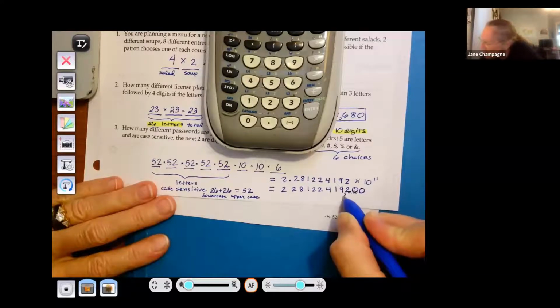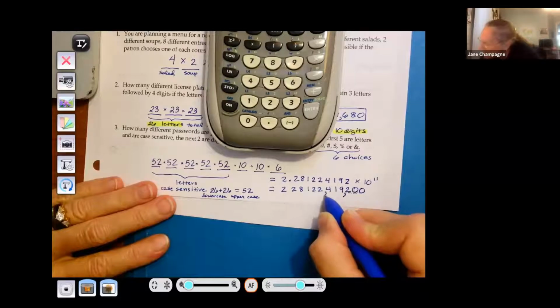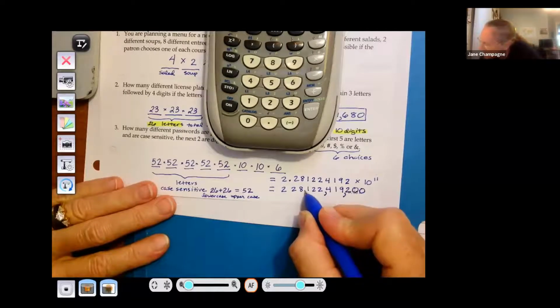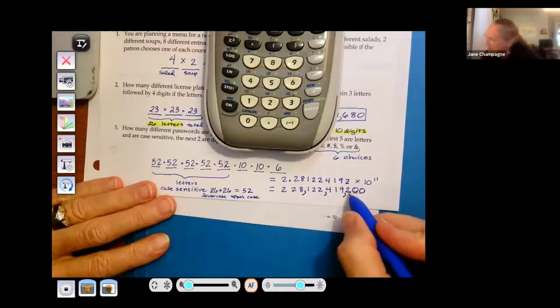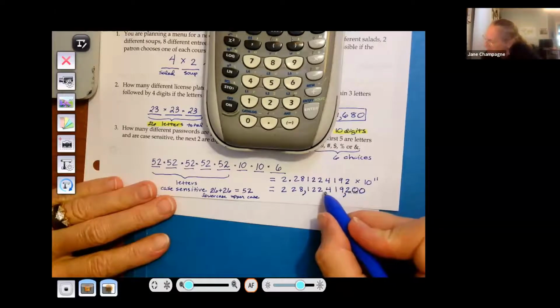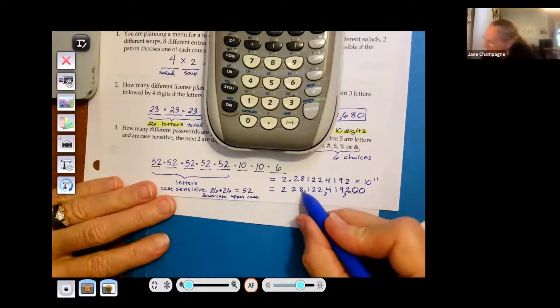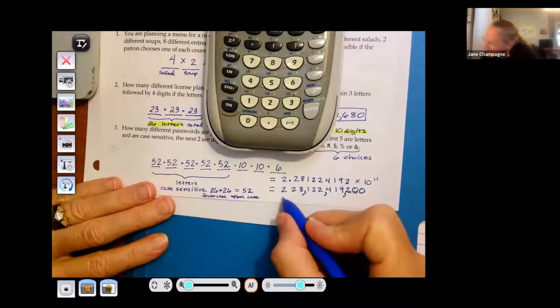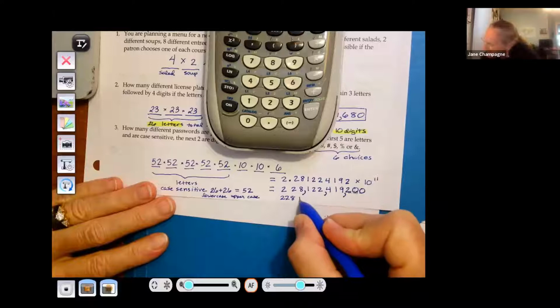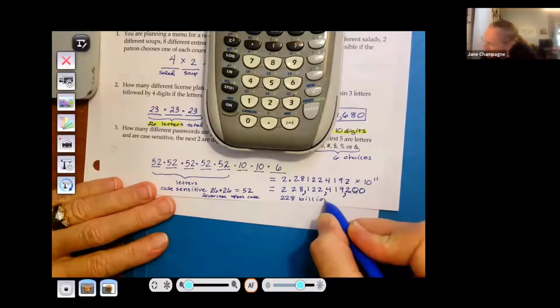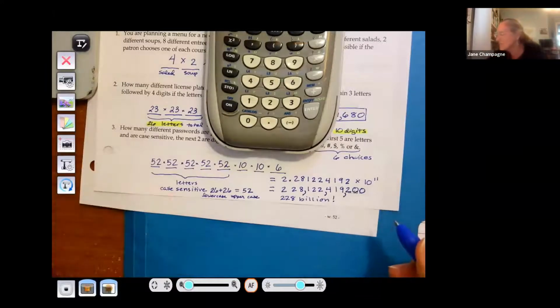So if I put in commas after every third digit from the right, what's that? 100, 1,000, million, billion, 228 billion, 122,419,200. Lots of passwords. So then what this is leading up to is, well, what's the probability that somebody guesses your password?